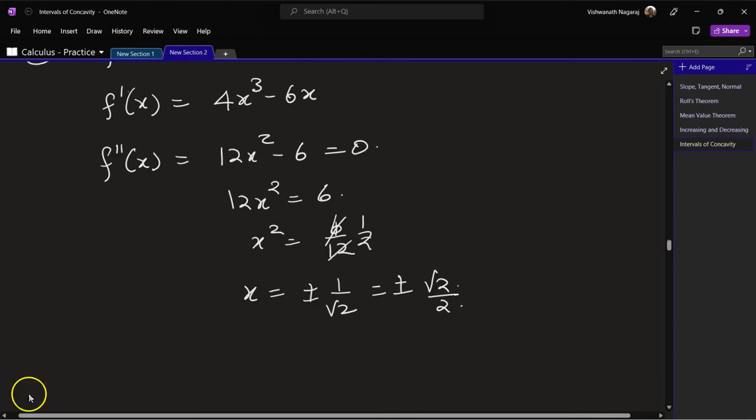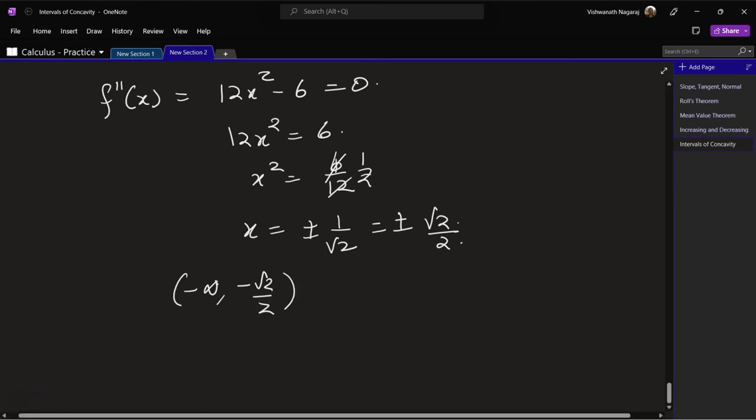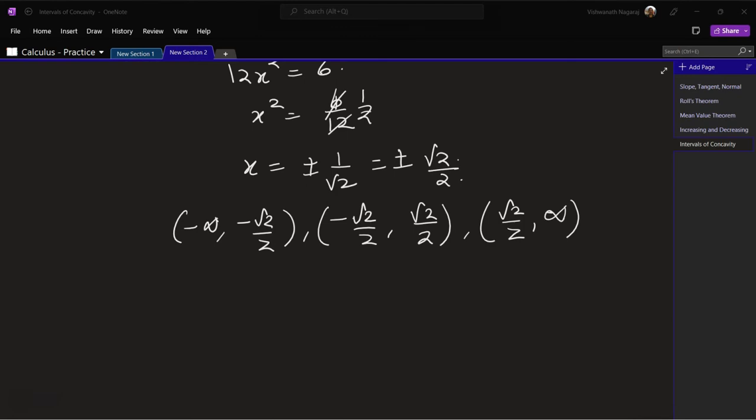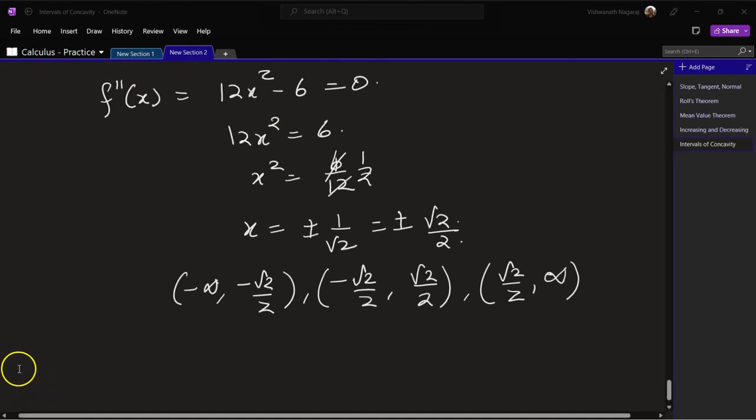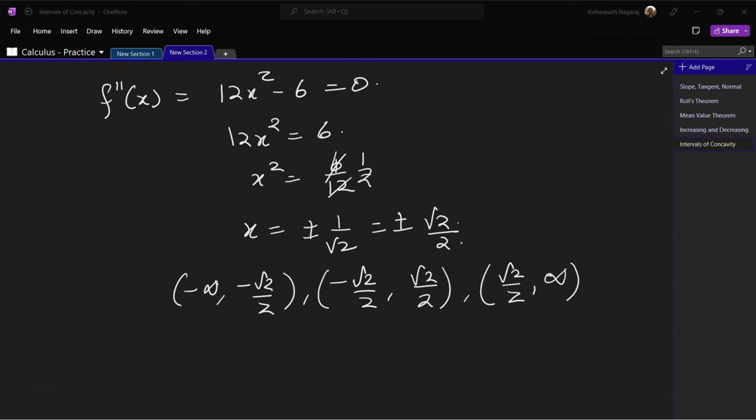Okay. Now let's pick some values. Plus or minus is there. So minus infinity to minus root 2 by 2, and from minus root 2 by 2 to root 2 by 2, and from root 2 by 2 to infinity. Okay, so we have three intervals. So let's look at that. What is the second derivative? 12x square minus 6.